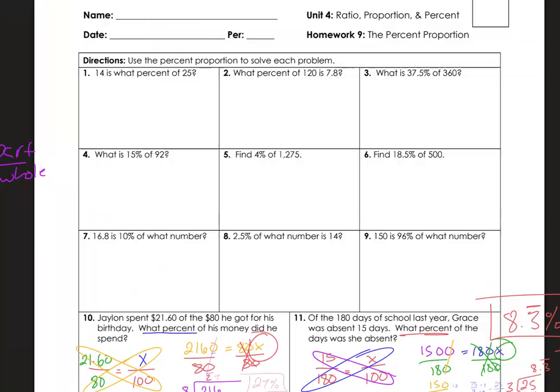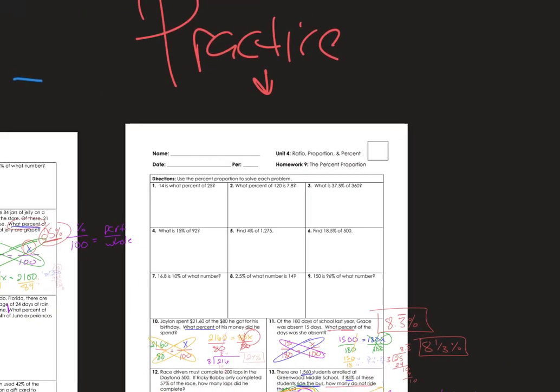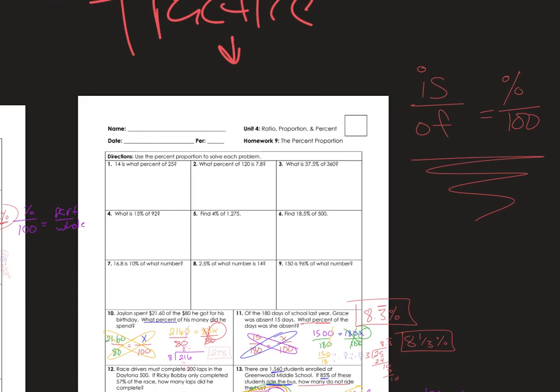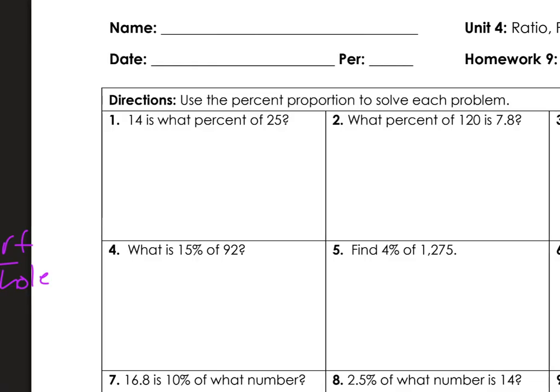Let's zoom in and do a couple of these, just because, like I said, I helped out and did some of these. Also, you might have forgotten already, the is over of equals percent over 100. And you might be thinking, is over of. Yeah, that is weird, and I've forgotten it. Okay, 14 is what percent of 25? Is over of equals percent over 100.